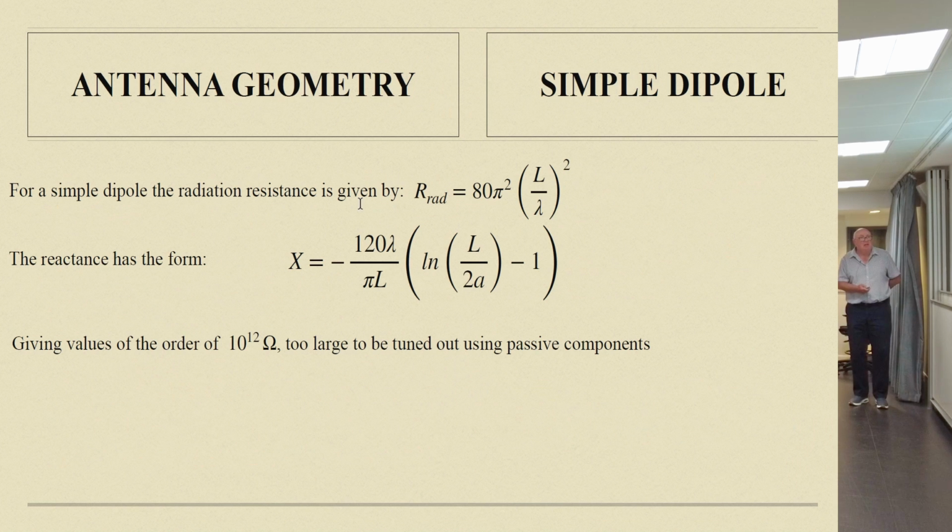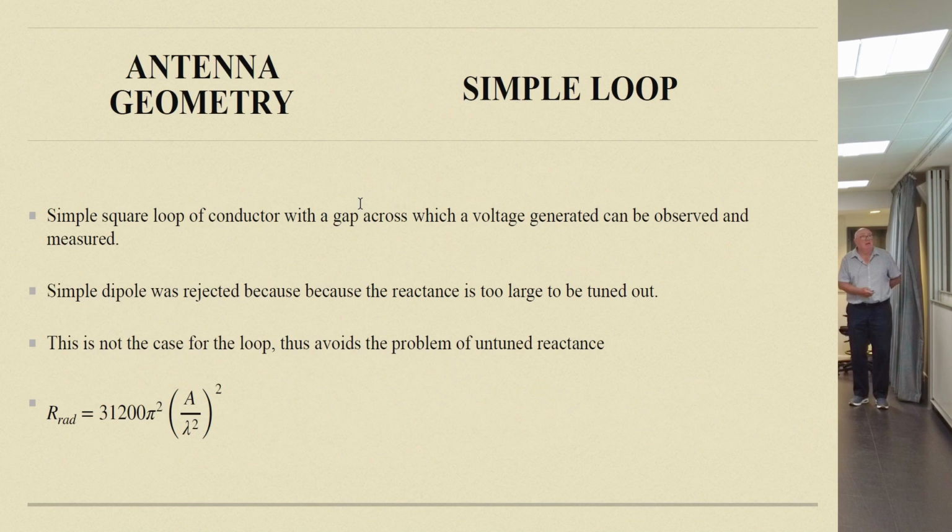Now, the problem with this is that the reactance gives you values of 10 to the 12, and using passive components to try and tune that out is impossible. Well, impossible, it's not easily done. So if you went to a simple loop, a simple square loop with a gap across, normally you just have a square or circular loop. You measure it like a square, and then you have the two ends, and then you try and see if there's a voltage generated across the two ends. And this is why the simple dipole was rejected: the resistance was too large to be tuned out.